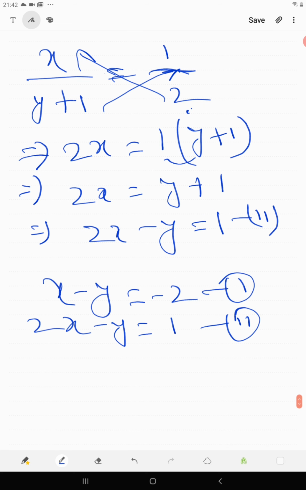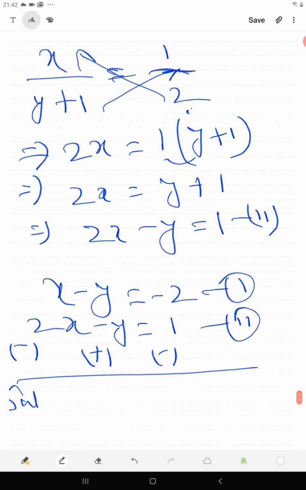If you see, y has the same number associated. So now both are of the same sign, correct? Minus minus. Since it is of the same sign, we have to subtract. So what will happen then? The bottom equation sign will change. So minus plus of 2x becomes minus of 2x. Minus of y becomes plus of y. Then plus of 1 will become minus of 1. Here we are doing subtraction.